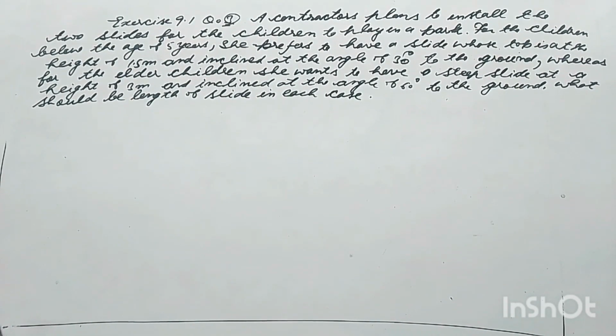Exercise 9.1, question number 3. A contractor plans to install two slides for the children to play in a park. For the children below the age of 5 years, she prefers to have a slide whose top is at a height of 1.5 meter and inclined at an angle of 30 degree to the ground, whereas for the elder children, she wants to have a steep slide at a height of 3 meter and inclined at an angle of 60 degree to the ground. What should be the length of slide in each case?